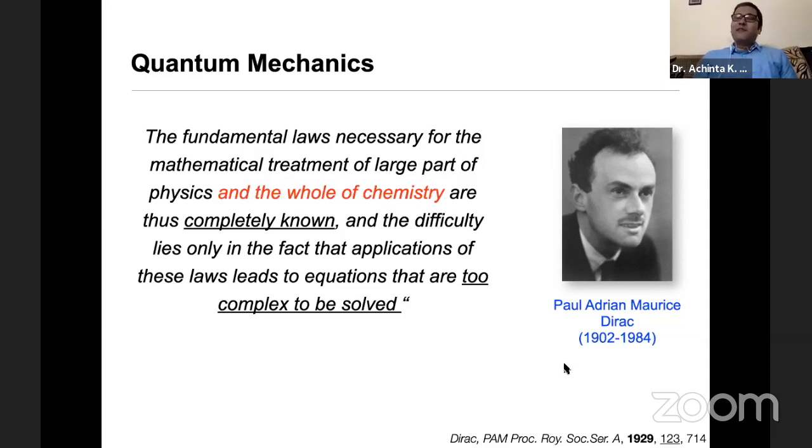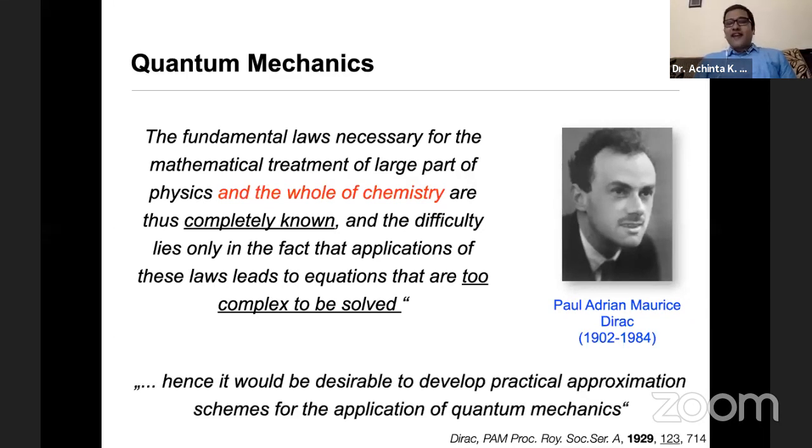And of course, he says part of physics and whole of chemistry, because he was a physicist. So of course, he looked down upon chemistry. The less well-known part of the quote goes on: hence it would be desirable to develop practical approximation schemes for the application of quantum mechanics. So this is the beginning of approximate quantum mechanics, which finally leads to computational chemistry. But up to Dirac, it was all quantum mechanics. There was no quantum chemistry, and computers were of course not there. So there was no computational chemistry.